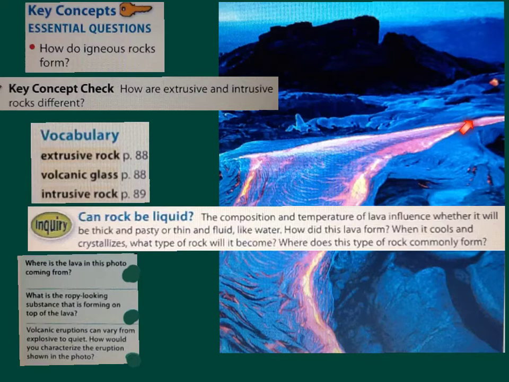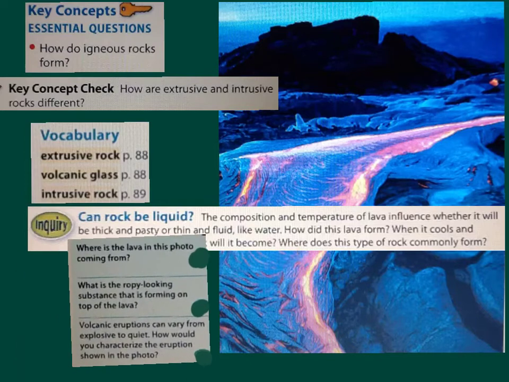I'm sure that you kind of have an idea. When it cools and crystallizes, what type of rock will it become? Think about crystallization. We talked about that with the rock cycle. And then the next one I want you to take a look at is this one. Where does this type of rock commonly form? Think of some places where that rock commonly forms.